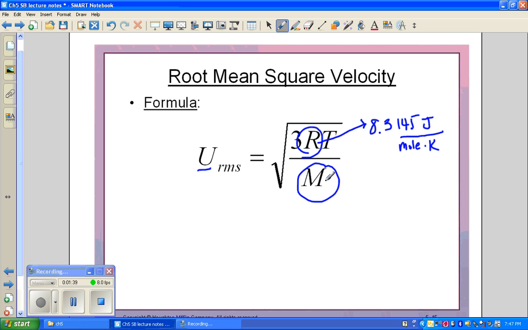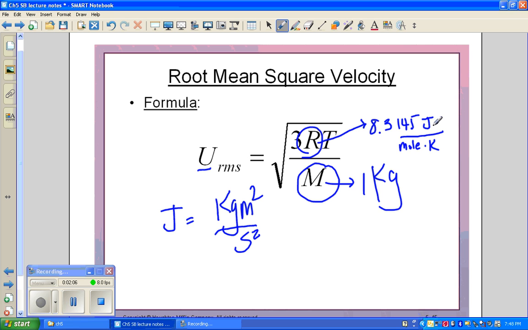And this big M here is for molar mass. But instead of grams per mole, it's going to be in kilograms. The reason that it has to be in kilograms is because, if you recall, a joule is equal to a kilogram meters squared per second squared. Because we are here in our unit of energy, we also need to cancel out those kilograms, so we need to have our mass in the same units.